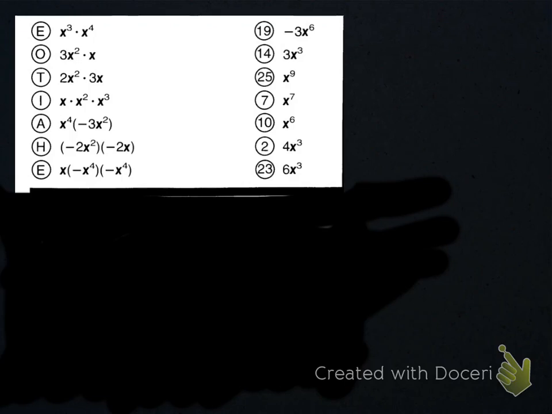Letter E. We have x cubed times x to the fourth. Because they're both x's, I can multiply those two bases together and as a result add their exponents. Before I do that, I just want to remind you of why this property works. So we have x cubed times x to the fourth.